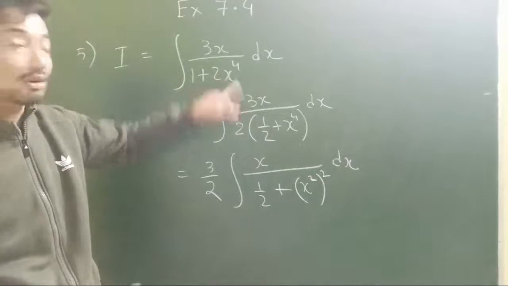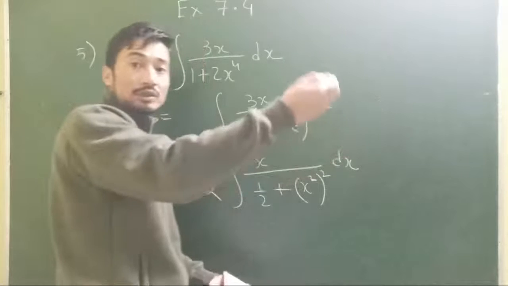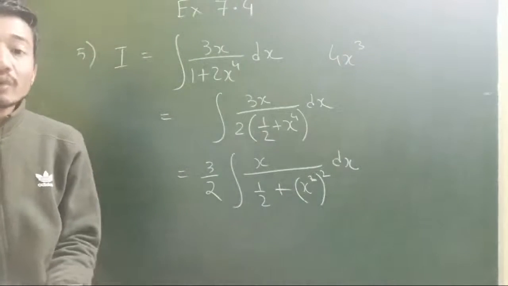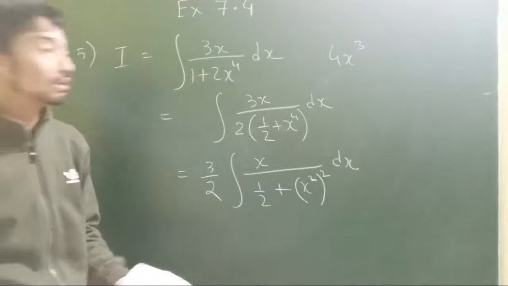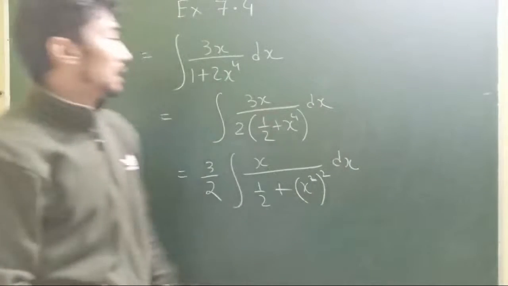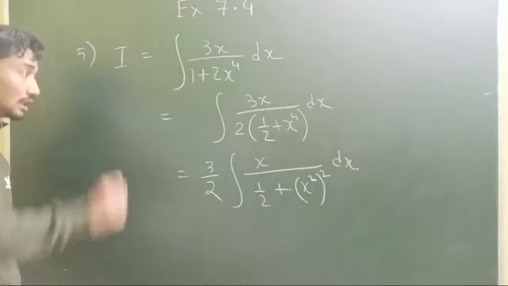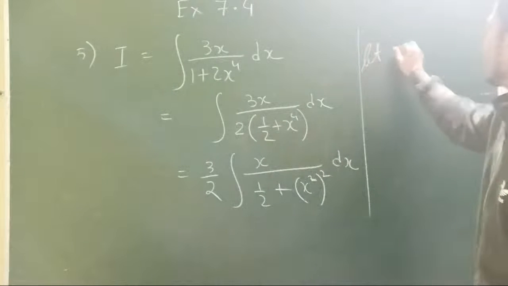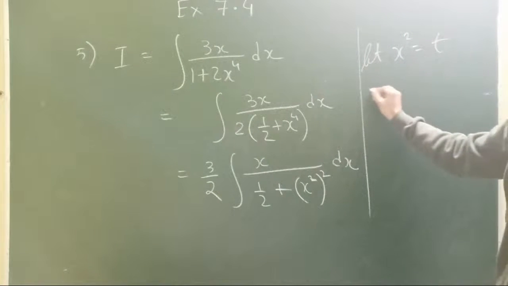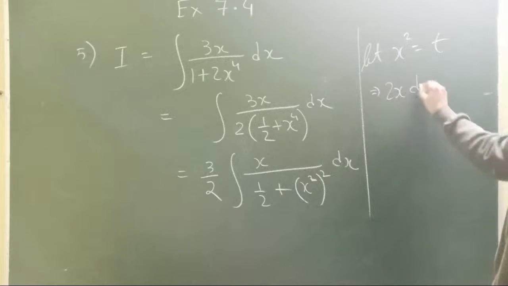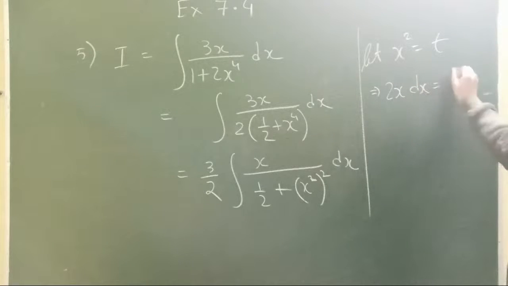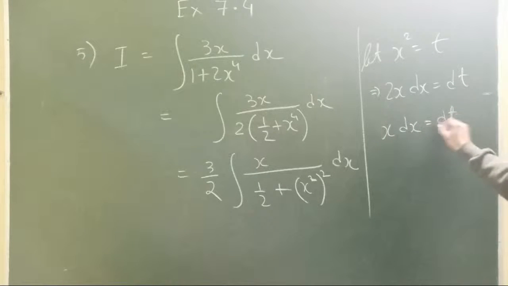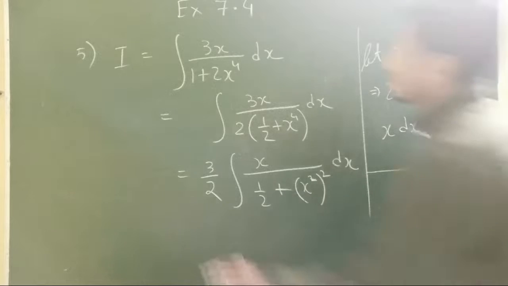Because if you substitute x power 4 directly, while differentiating, you end up getting 4x cubed. Now this x cube, from where are you going to bring it? That's going to give you a problem. So you should be careful where to apply what. So I'll just write here, let x squared equal to t. Then differentiating, 2x dx will be equal to dt. So x dx will be dt upon 2. So we'll be doing this substitution.